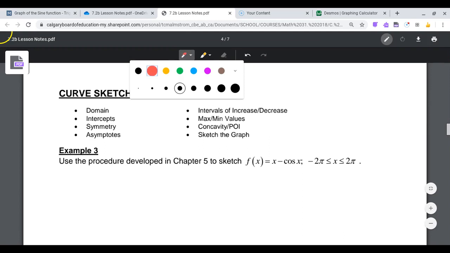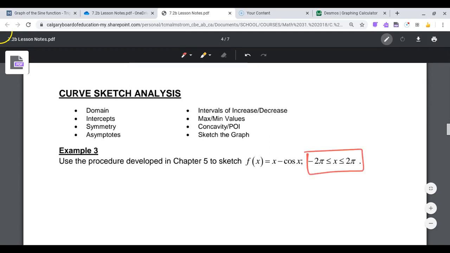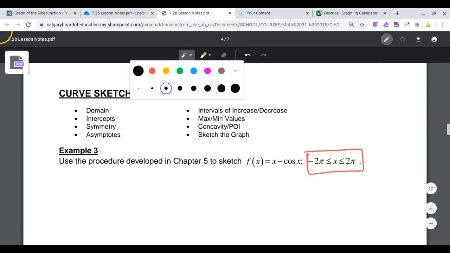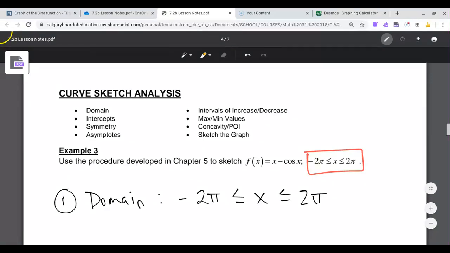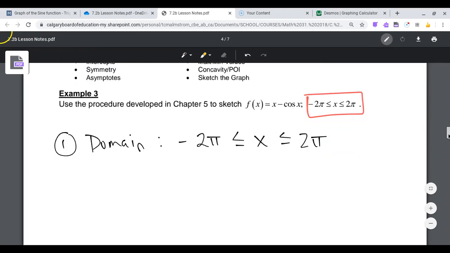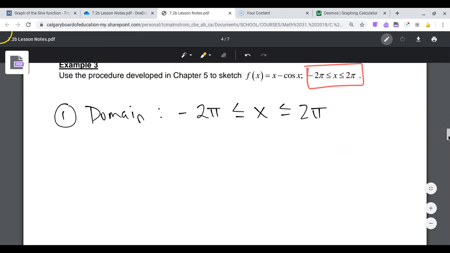And they have given me a restricted domain. So when I look at this, the first thing to do is to look at your domain, and they've given it to me. So I'm looking at negative 2 pi to 2 pi. That's my domain. All right, so then I'm going to look at, can I find x and y intercepts from this function? Let's see. So the second thing to look at is intercepts.